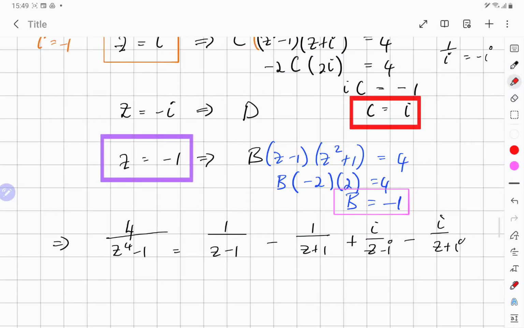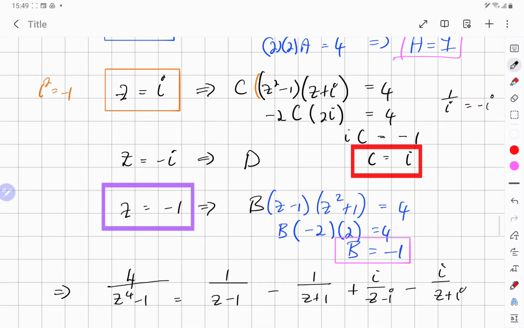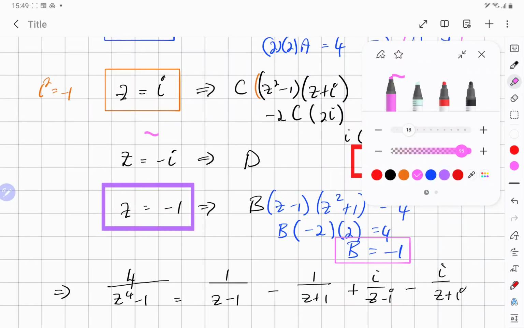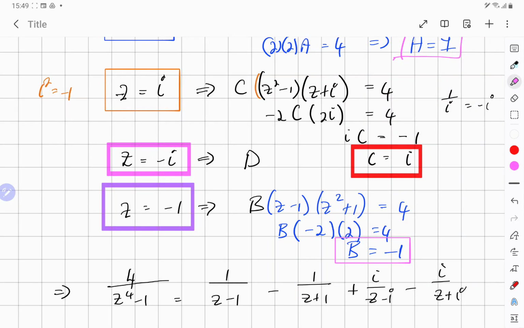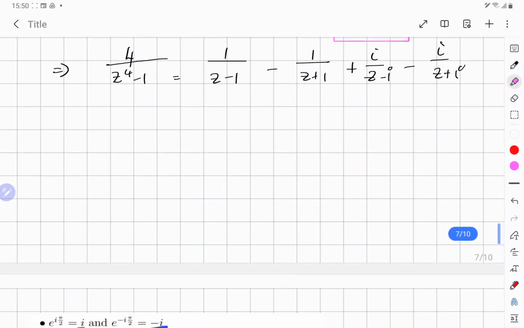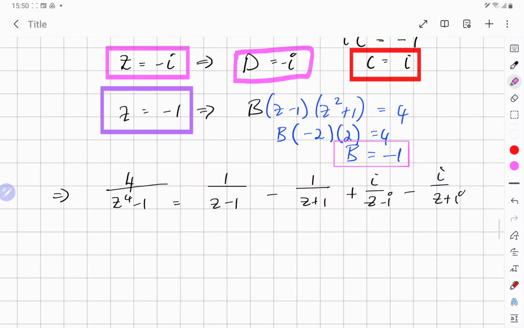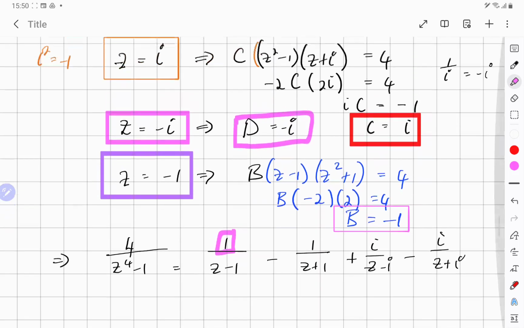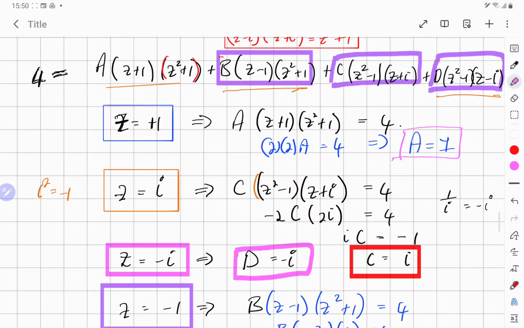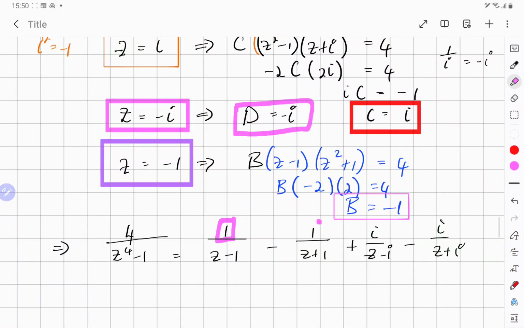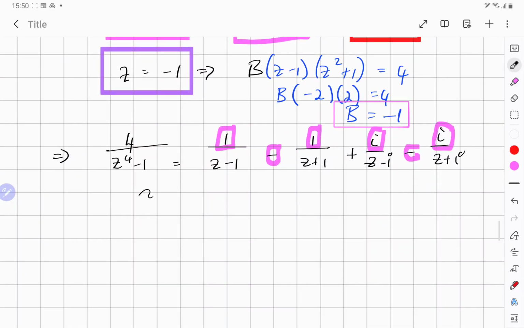And then you do d exactly the same when you make z is negative i, you can check that by yourself and you'll get negative i. So there you have your factors. A is 1, so that's where I've substituted that. B, let's see, B was negative 1. C was i and D was negative i. And there you have your partial fractions.